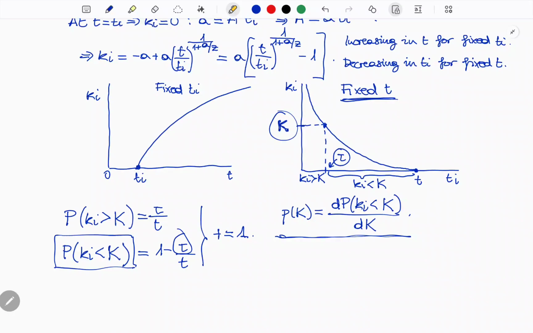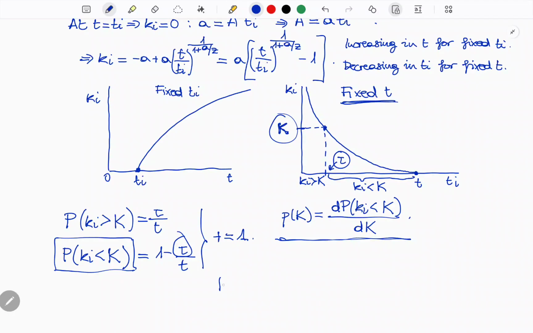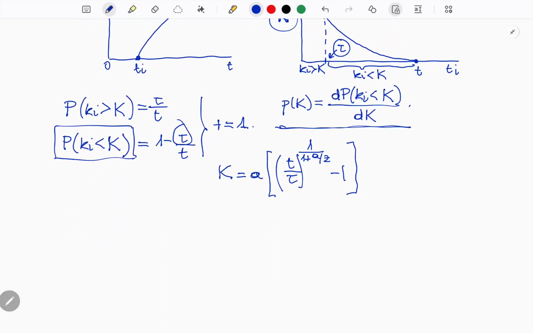That's the idea. So capital K must be equal to lowercase a times T over tau to the power of 1 over 1 plus a over z minus 1. So this is the tau that is going to give me that. So let's find out what this tau is, I mean the value of this tau. So I'm going to clear the value of tau.